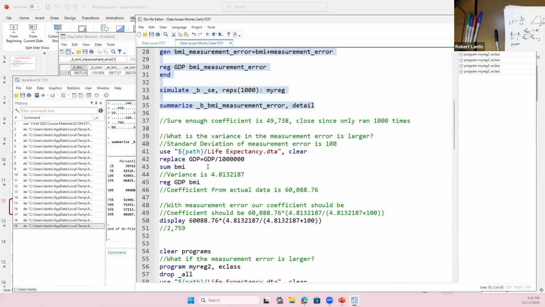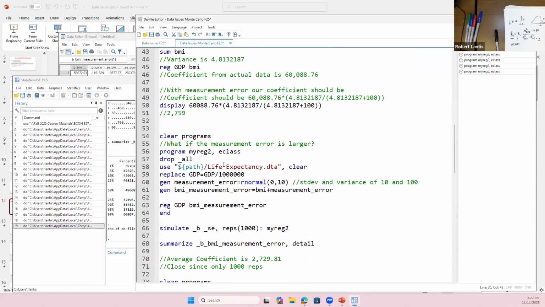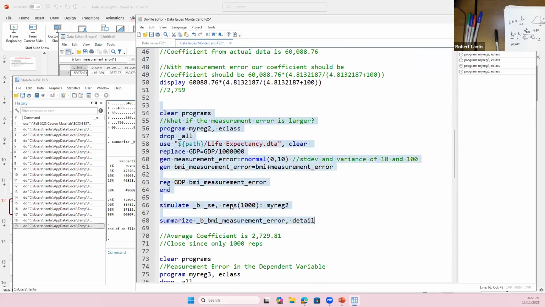Now, let's say everything is exactly the same. I'm going to scroll down here to this second regression. I'm doing the exact same thing. I'm going to do this 1,000 different times, 1,000 different sets of random numbers, to create my measurement error. But now my measurement error is coming from a normal distribution with a mean of 0. And I believe this is setting the standard deviation. So the standard deviation would be 10, which means my variance would be 100. So it's going to have a much higher variance.